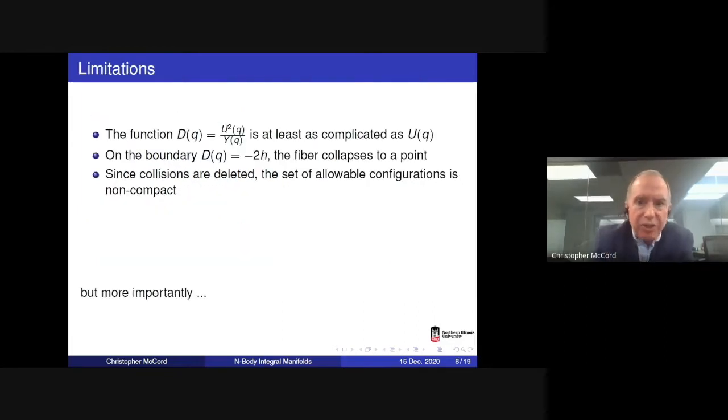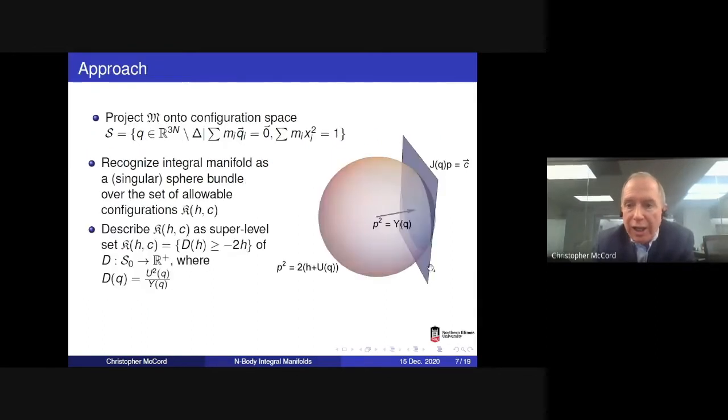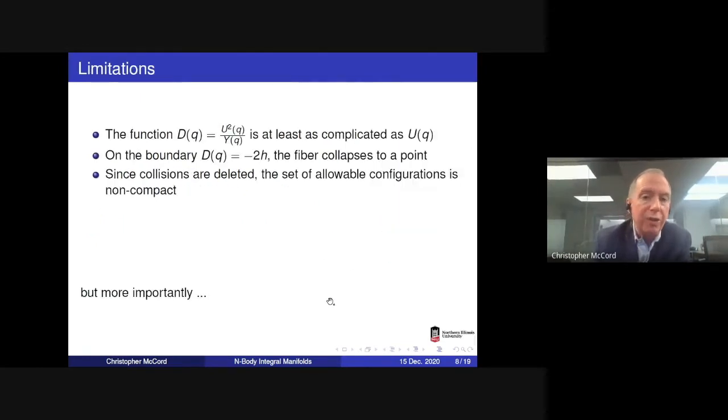Well, there are some limitations. First of all, a function that depends on the potential is at least as complicated as the potential function. And many of you have spent much of your careers wrestling with the complexities of the potential function. The structure of the fiber changes. As either the affine space pushes out or the sphere contracts, you get to a point where the sphere and the affine space are tangent to each other, and the fiber reduces from a sphere of one dimension lower down to a point. So this is a singular fiber bundle.